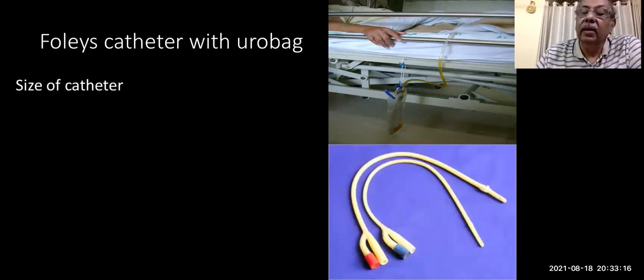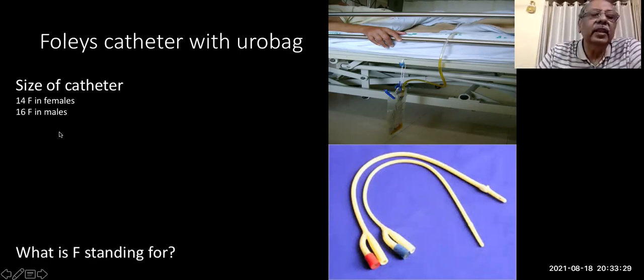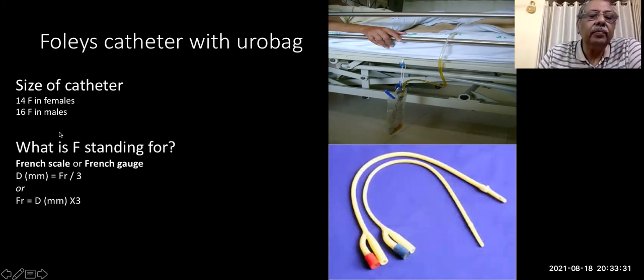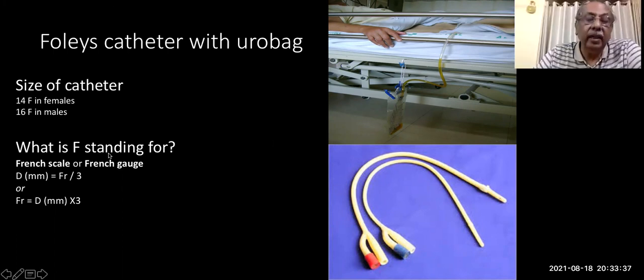Foley's catheter, which size for males and which size for females. It is 14F for females and 16F for males. The next question always will be, what is this F? F stands for French gauge, French scale or French gauge. The diameter is the French divided by 3. Suppose it is a 14 gauge, 14 divided by 3 is the diameter. Or French is equal to diameter into 3.